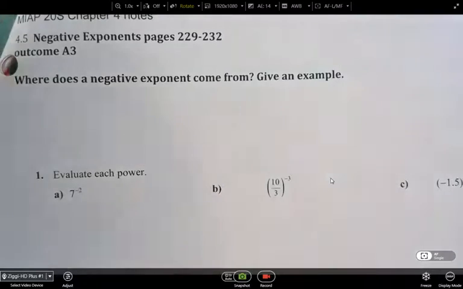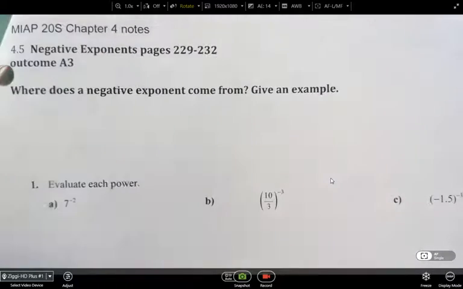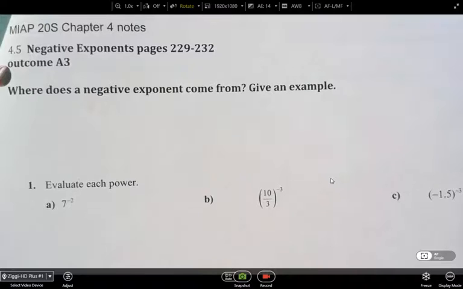Right, so here we go. 4.5, yeah, this is outcome A3. This is negative exponents, and I already said it was outcome A3. So what we're going to do first is look at where a negative exponent comes from. And let's show this by an example.